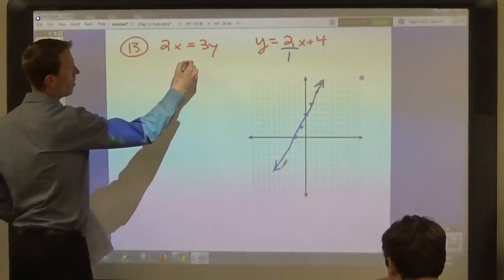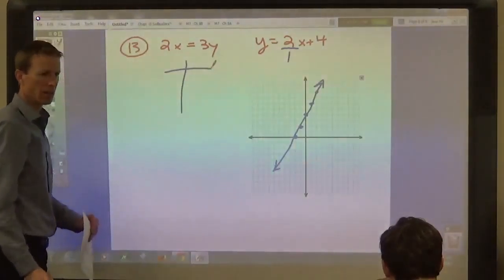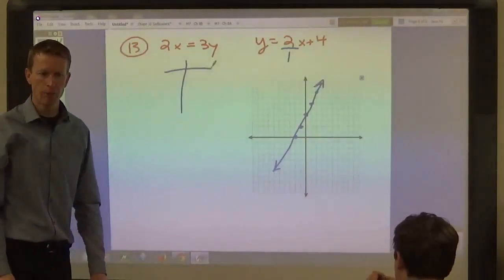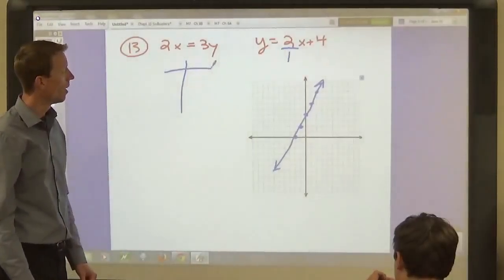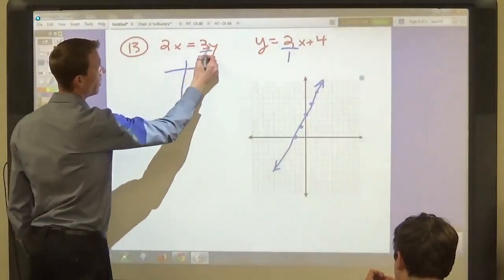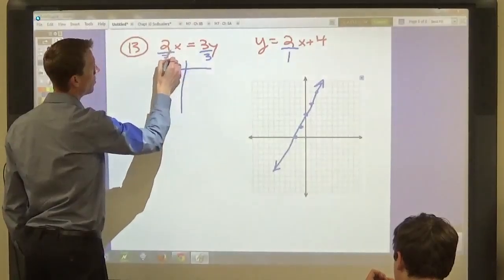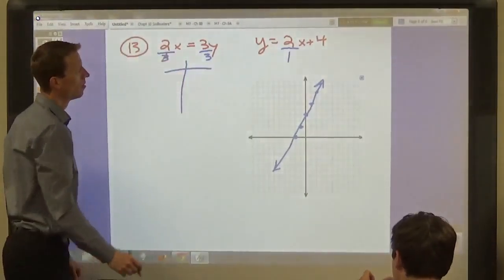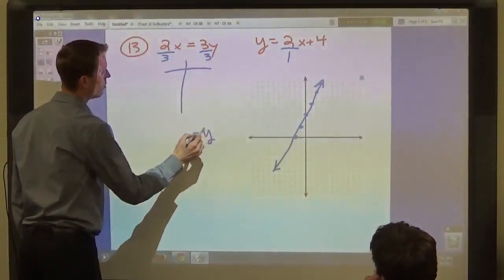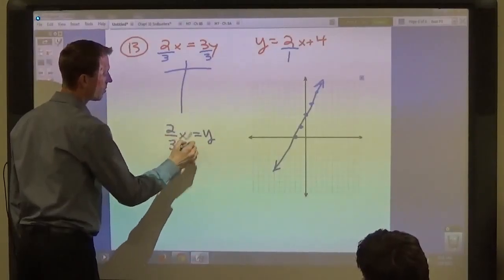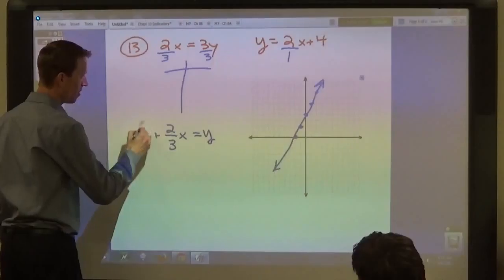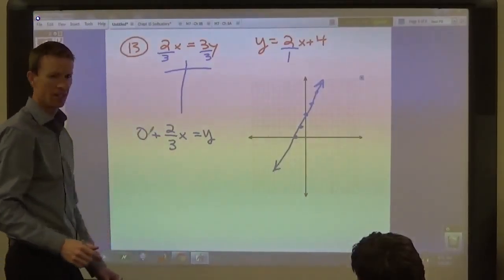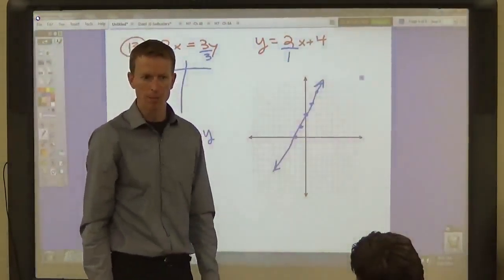And how can we graph this one? This one is not in y equals mx plus b. You'd have to solve for y. So we could do this. y is equal to 2/3 x plus 0, right? So what is the intercept?